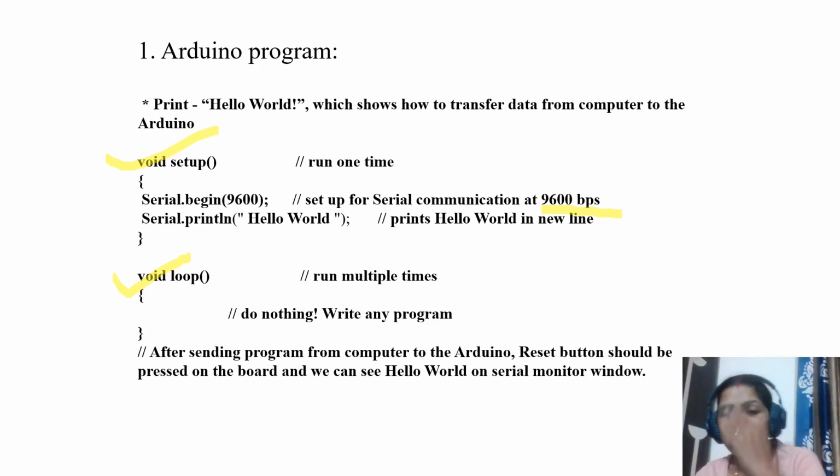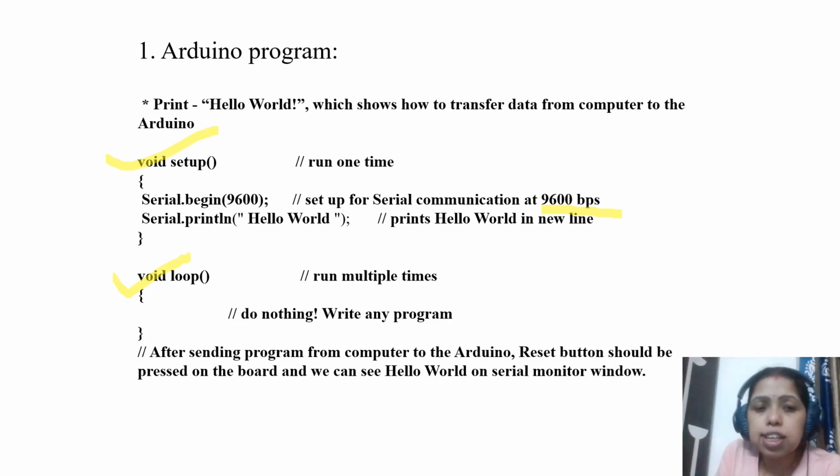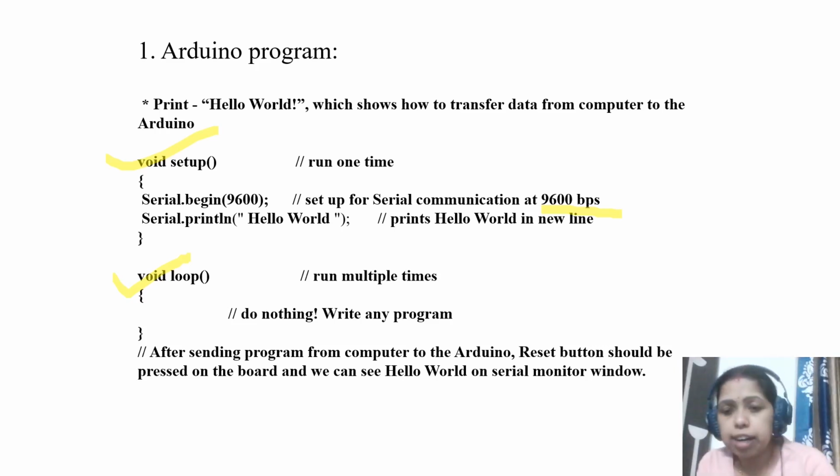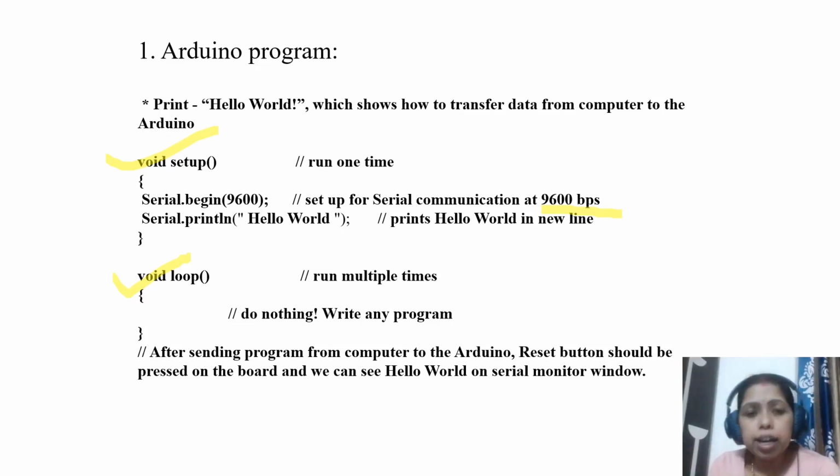You can also change the data rate. You write it this way, Serial.begin(9600), or you can write 115200 like this. You can change the data rate. In this program you are normally printing hello world only one time. That's why you are not writing anything under the void loop function.